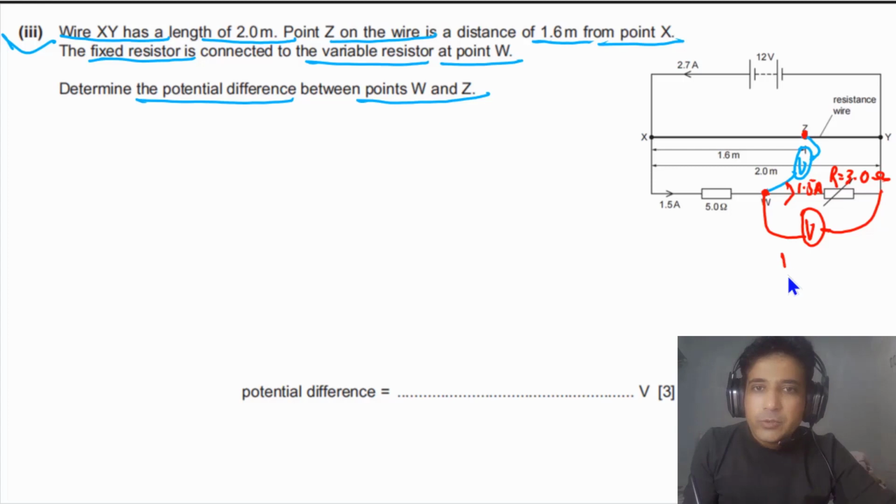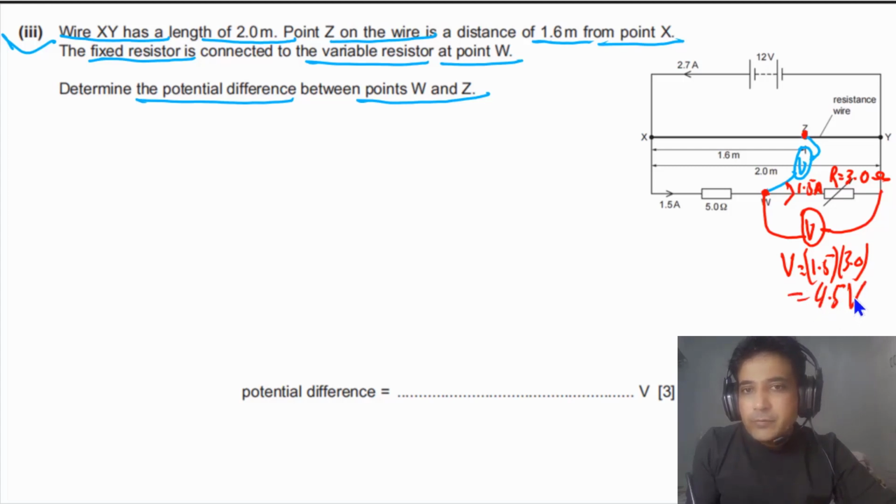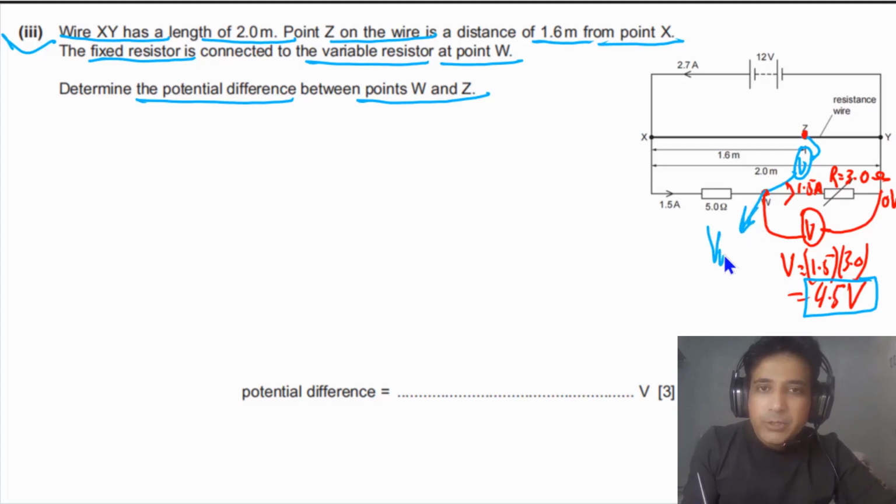So the reading on this voltmeter will be equal to 1.5 times 3.0. So we will get 4.5 volts. In this case this side is at 0 volt, so this side will be at 4.5 because the potential difference between these two is equal to 4.5. So this is the value of VW. We can write here that the potential at point W is equal to 4.5 volts.